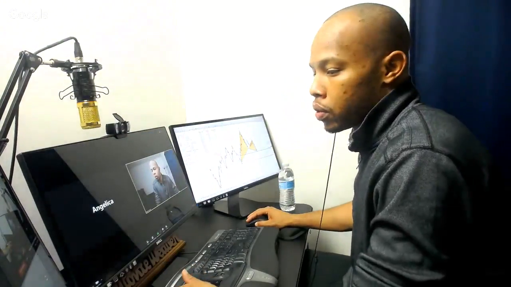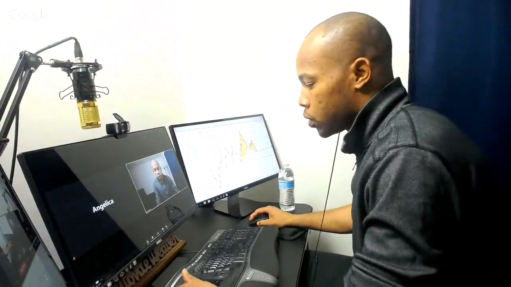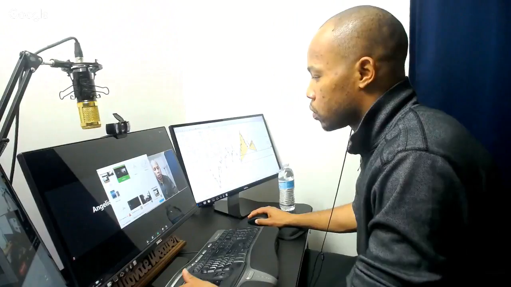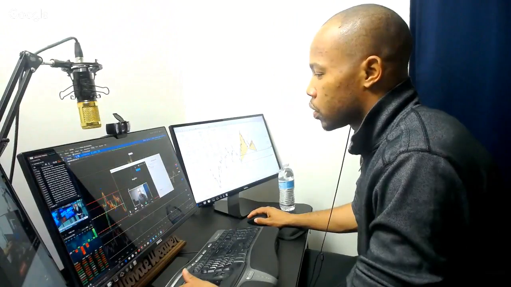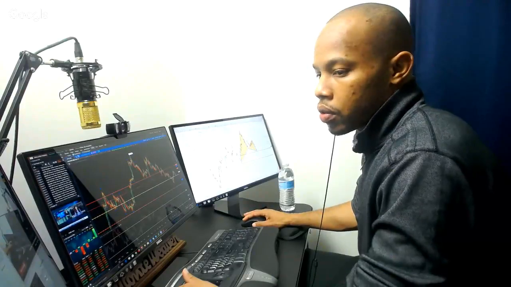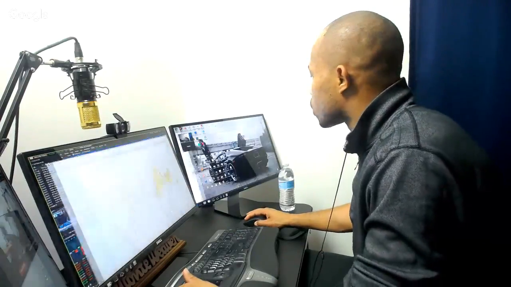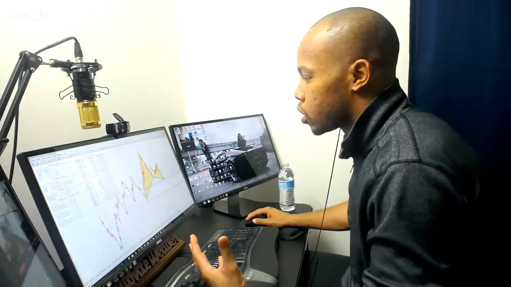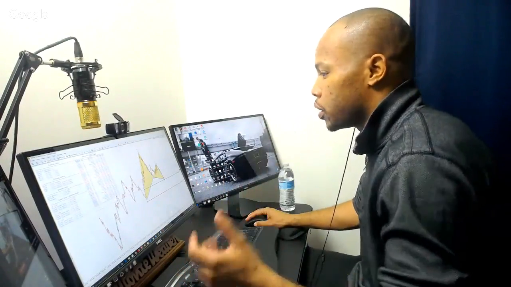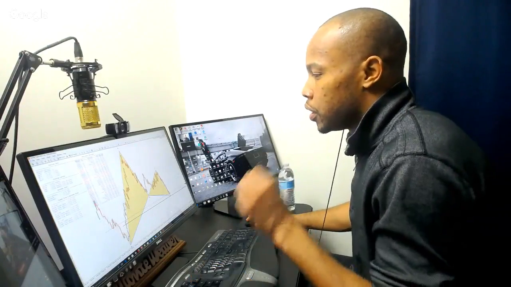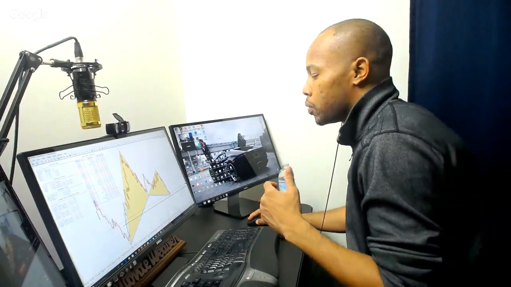So we'll take a look at this gold one, even though it's not on yours. We'll kind of go through it here. Okay. So this is a nice little setup that's happening, and we'll go through some different things that we've talked about in the past and how to put all the stuff together. So this is the daily chart of gold.